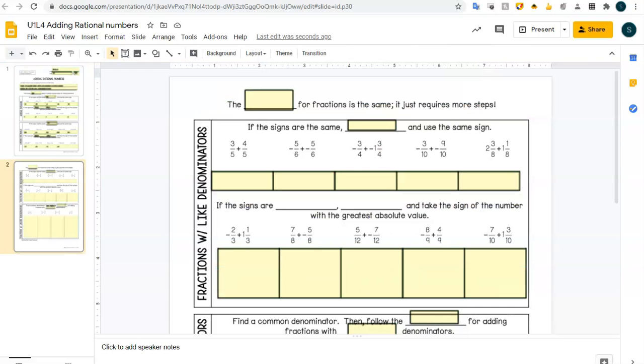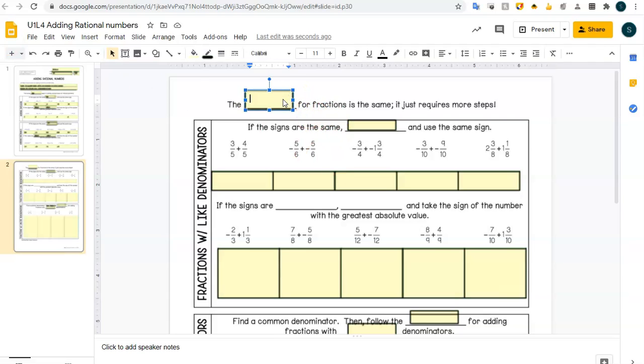Now we're going to do the same thing with fractions. So the process for fractions is the same. Right? We need a common denominator. If the signs are the same, add and use the same sign. So here the denominators are already common, so we just add the tops and we've got 7 over 5. Here the denominators are the same, so we add the tops, negative 5 plus negative 5, that's negative 10. So we get negative 10 over 6, and that simplifies to negative 5 over 3.